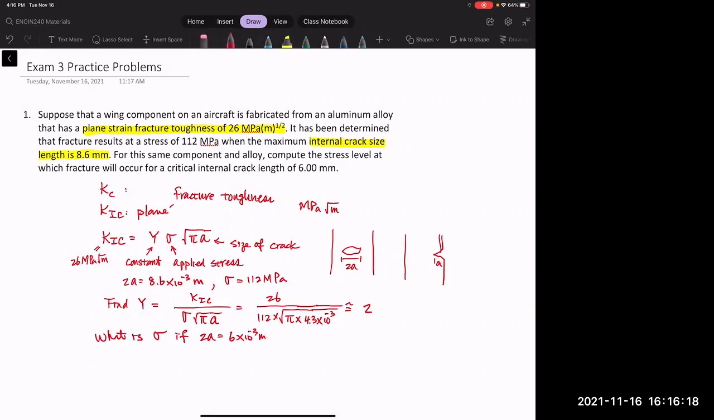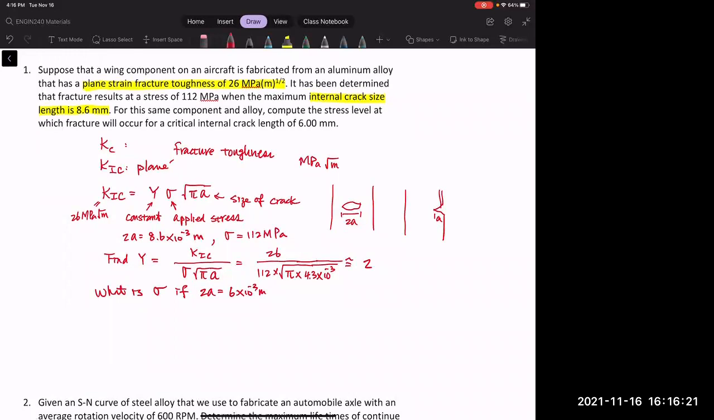And then you can use the same equation, but now Y is given, well, we just determined the Y, so your KIC is still going to be the same. That's the spec of the material. And Y is 2. Then sigma is the thing we try to find. The pi is still a pi, a constant. The A now is become 3 times 10 to the negative 3. And that is the A that you use at here.